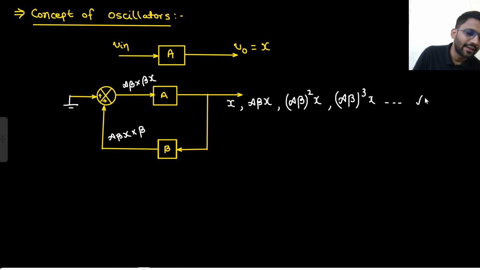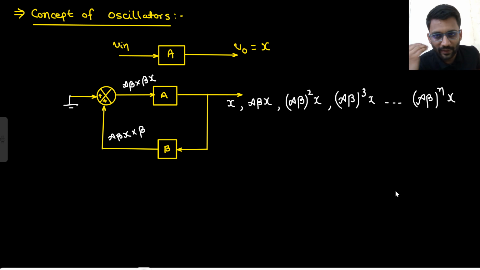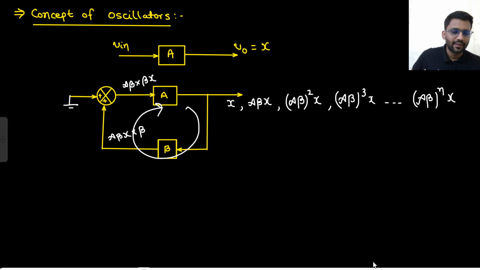And finally what you will get? Your output will be A beta to the power n X. Say yes or no. What did you do? You applied some input, you got some output, that is X. Now that X is being fed back to the feedback factor. Then you were receiving beta X, then it was multiplied with A. So you got A beta X. Then it went back in the loop. The loop gain is A beta.